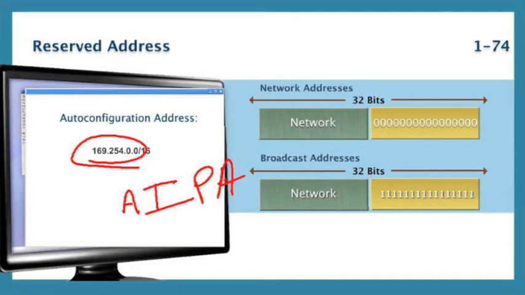And this is what will happen on a Microsoft box. I'm pretty sure they invented it. This is what happens on a Microsoft box when you can't get an IP address from your network administrator or from a DHCP server. Your machine will automatically configure one from this address.